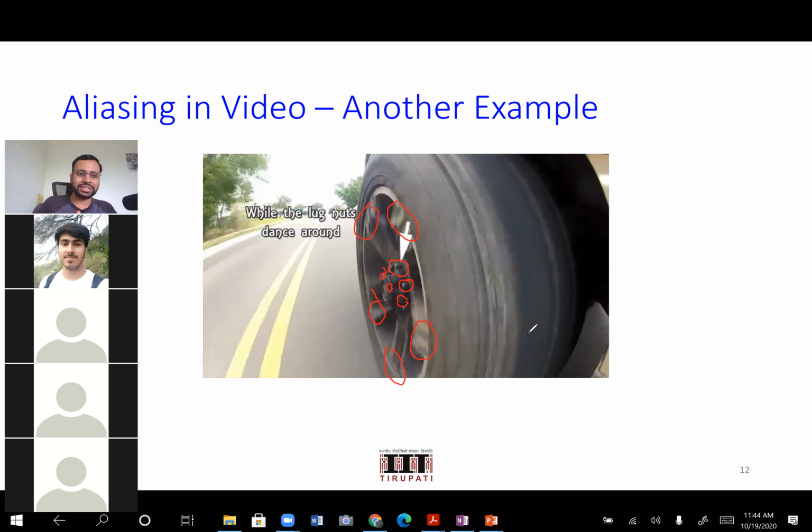We only have snapshots of it. So the number of points, if you notice, are different for various structures here, right? And that is what is causing us to make certain parts rotate in the forward direction and certain parts in the backward direction.